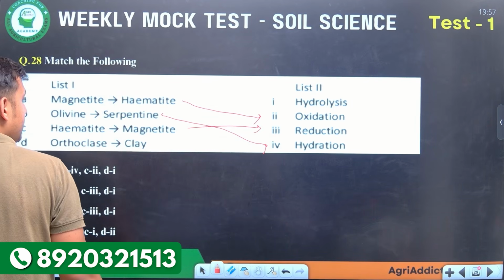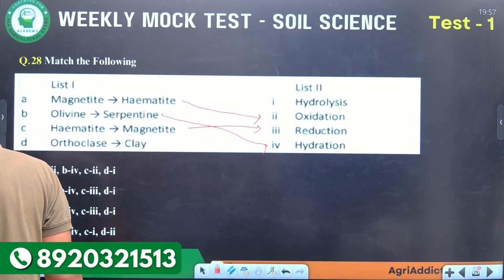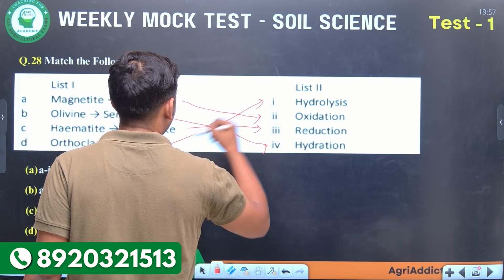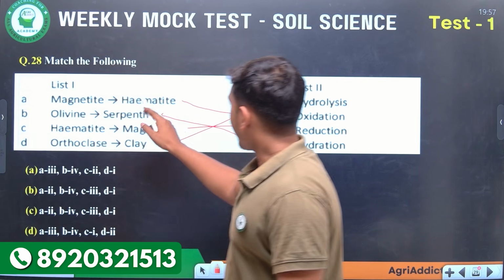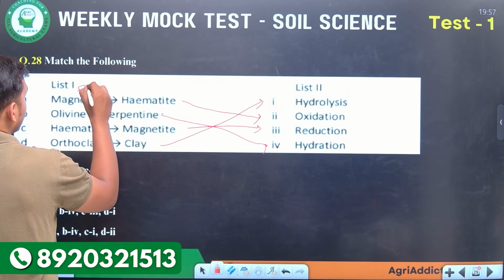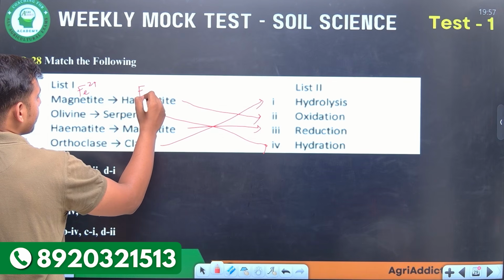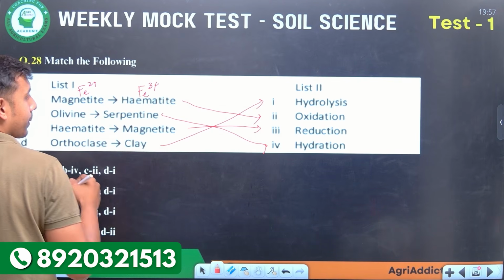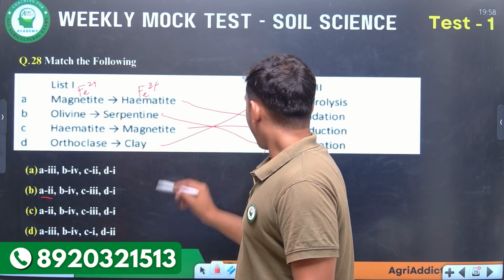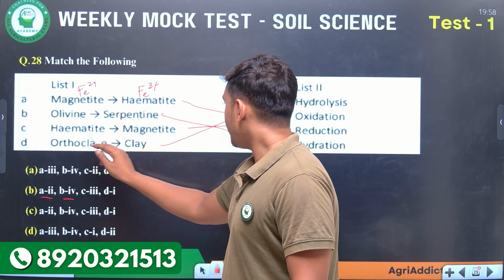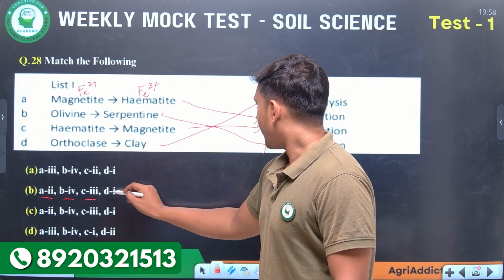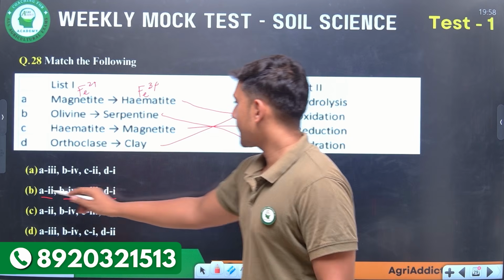Then comes the orthoclase to clay, and this will be the hydrolysis process. So what option will be correct here? Magnetite to hematite is oxidation. Actually, in magnetite it is Fe2 plus, then in hematite it becomes Fe3 plus. So oxidation occurs. So A is 2, B is 4, C is hematite to magnetite, reduction, 3, and D is 1. This answer will be correct.